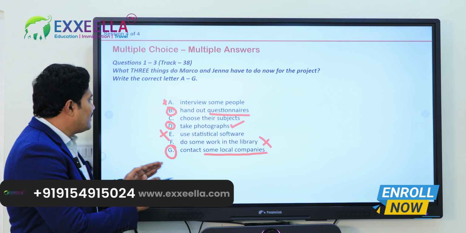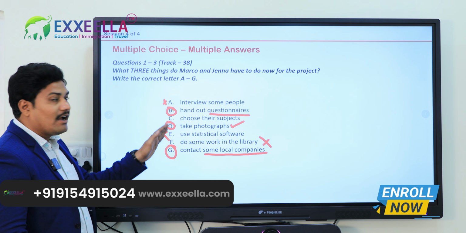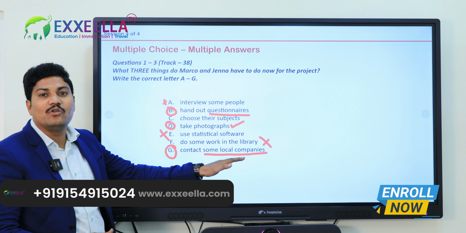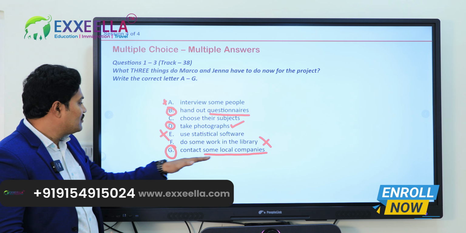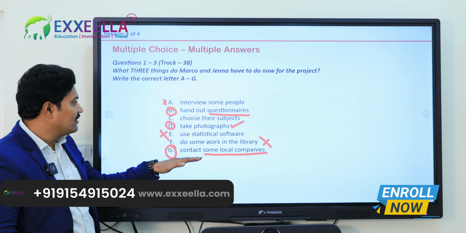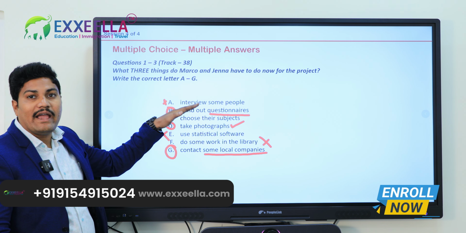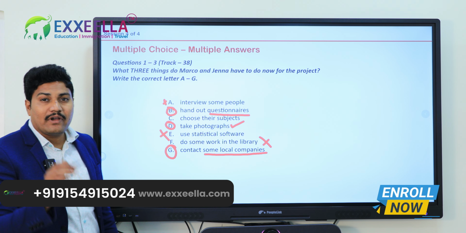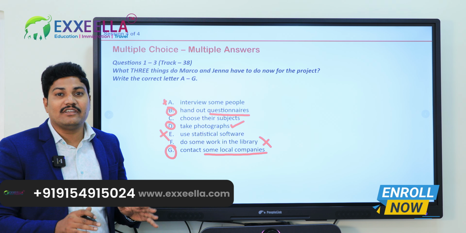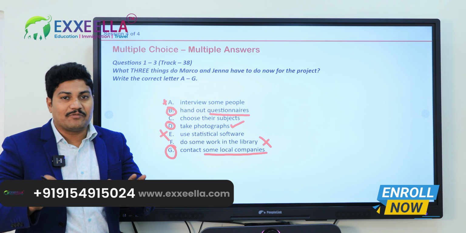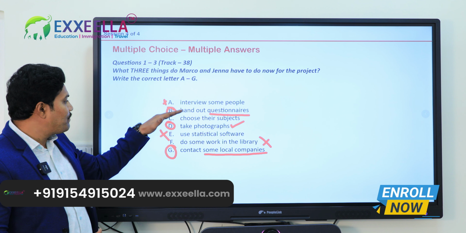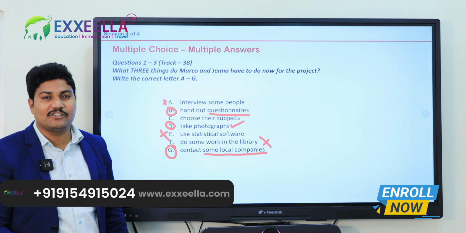So these are the correct options. First, in the audio clip, they said that they are going to meet some local business people. So option G is the correct option. Then they are going to hand over the questionnaires, so option B is the correct option. And finally, for the appearance, they are going to take photographs, so that is the correct option. So G, B and D are the correct options for this audio clip.